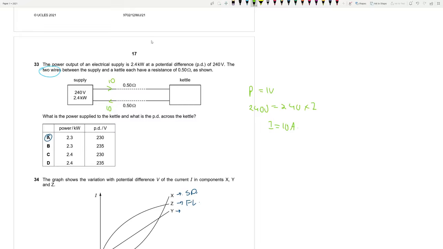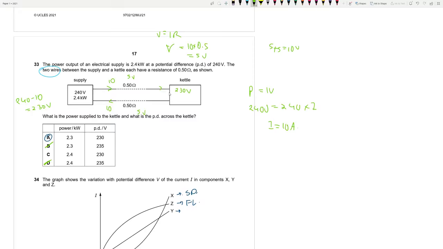So V is equal to IR. V is equal to 10 into 0.5. That's 5 volts. This is 5 volts. This is also 5 volts. So the total loss in the wires is actually 5 plus 5, 10 volts. So out of 240 volts, 10 is lost. So we only have 230 volts left for the kettle. Okay. So it can't be 235. It's 230.